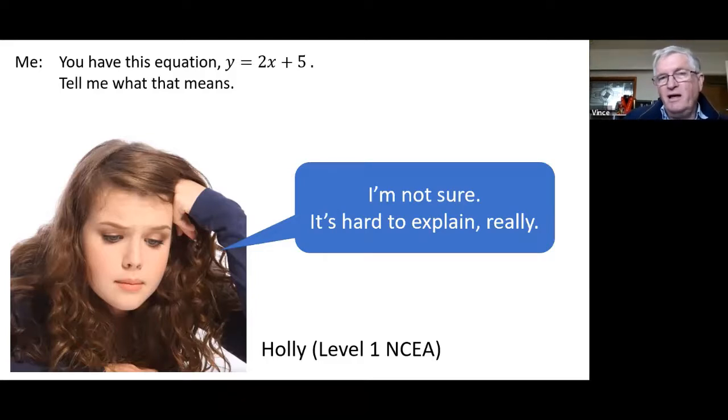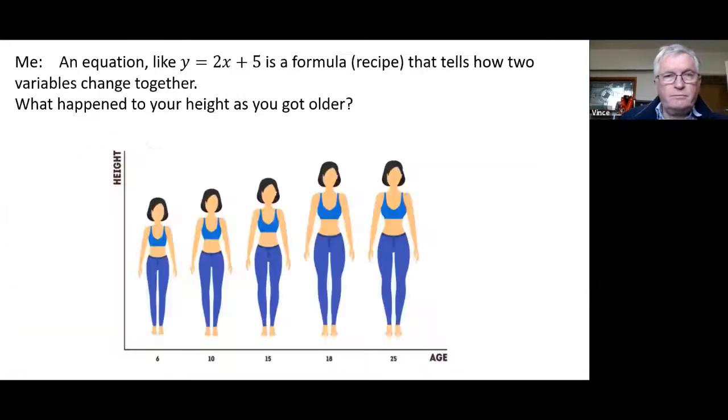So she doesn't really have a concept of the equation as representing a relationship. So we talk about things like this. I tell her explicitly what the concept's about. It's kind of like a recipe, a formula about 2 things that change. Well, it can be more than 2, but here it's 2 that change relative to one another.